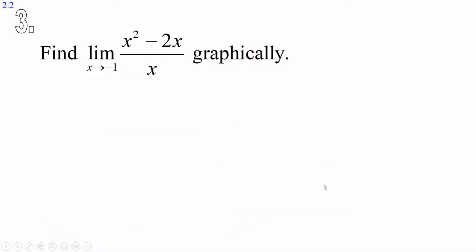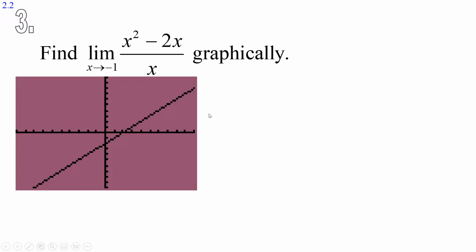Okay, now graphically, I think that's the same function, but now x is approaching negative 1. It looks to me like the hole is at x equals 0, so we could find this with direct substitution. But they ask you to do this graphically, so you need to show me the graph again. And as x approaches negative 1, I am right here.